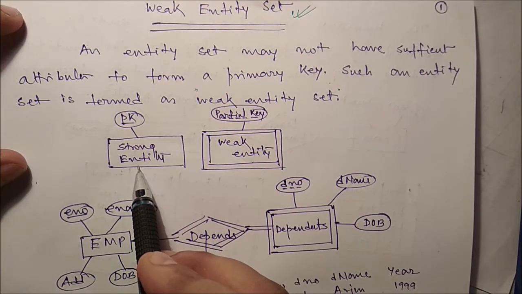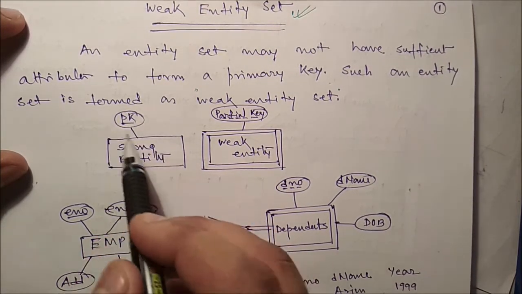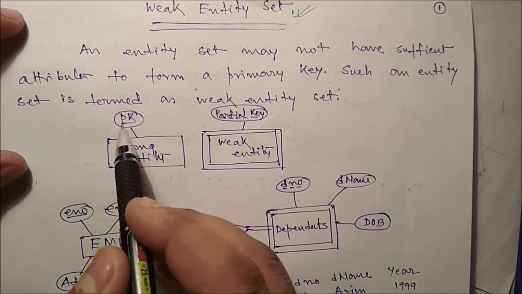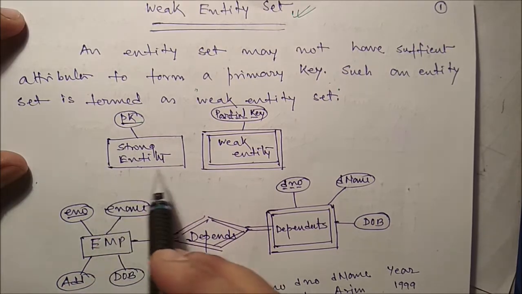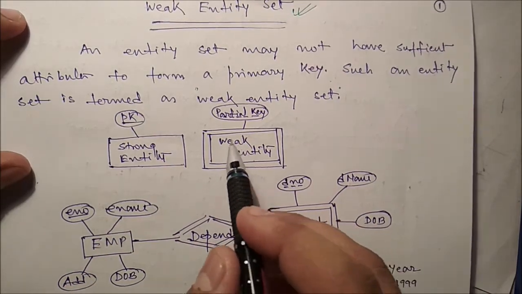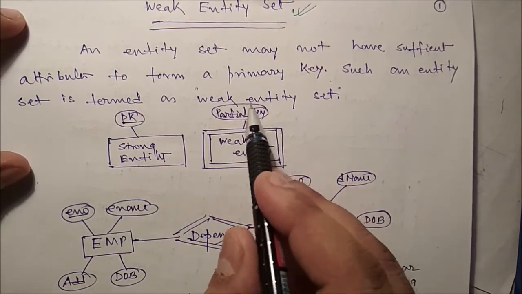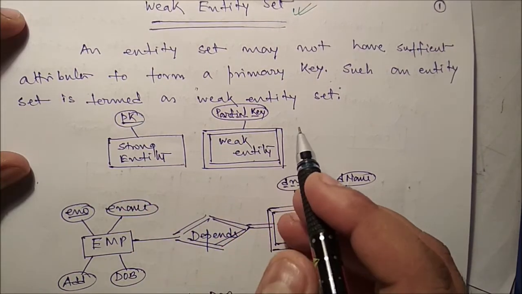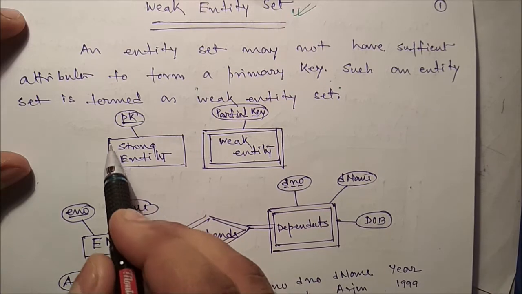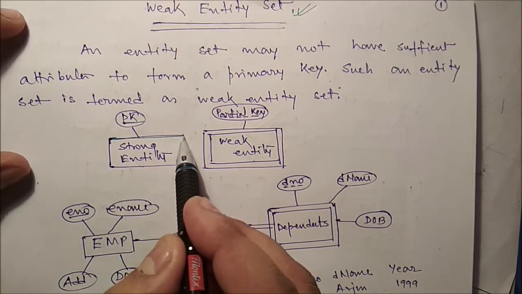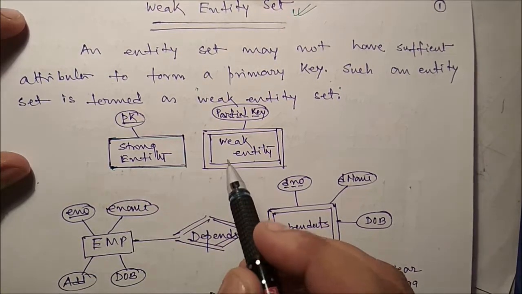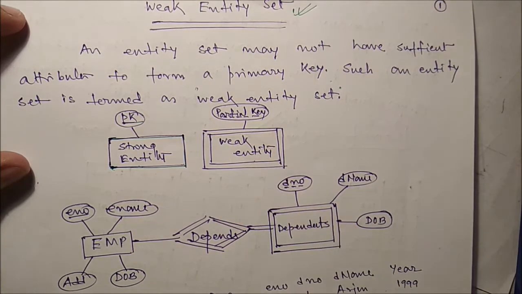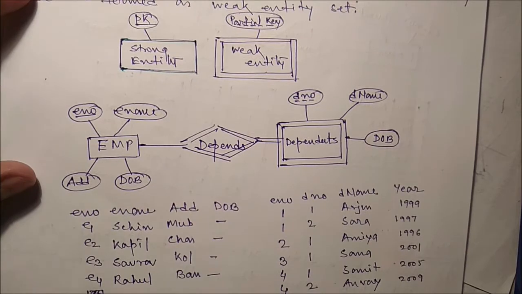In a strong entity set, we can form a primary key using the given attributes. That is called a strong entity set. But in a weak entity set, we cannot form a primary key. In that case, we may use a partial key. We use single rectangular blocks to represent a strong entity set, and double rectangular blocks to represent the weak entity set. Now you can see one simple example.